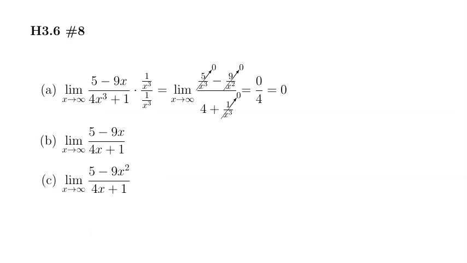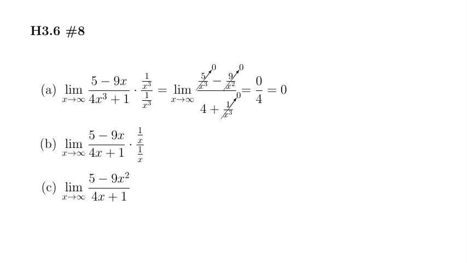Now let's look at part B. Here's part B. The strategy is exactly the same. You look for the highest power, so the first power is the highest power. So we're going to divide the top and bottom by x. So you're going to multiply by 1 over x on top and multiply by 1 over x on the bottom. It's going to look something like this. It takes a while to type that out.